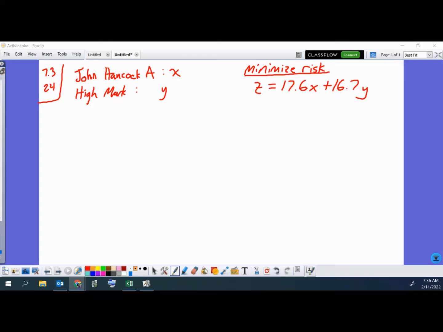All right, this is number 24 from section 7.3, and it's a linear programming problem with the graphing, two variables. And this is one of the ones with the investments. So you got two funds, the John Hancock 3 Disciplined Value Mid-Cap A Fund, selling at $15 a share, 3-year average return of $2 a share with a risk measure standard deviation of 17.6. And then you've got the Highmark Geneva Small Cap Fund, selling at $36 a share, 3-year average return of $6 a share, risk measure 16.7.